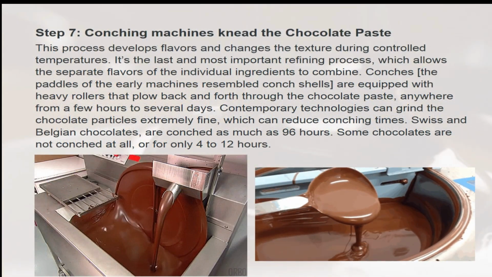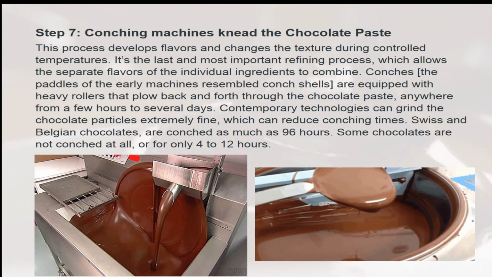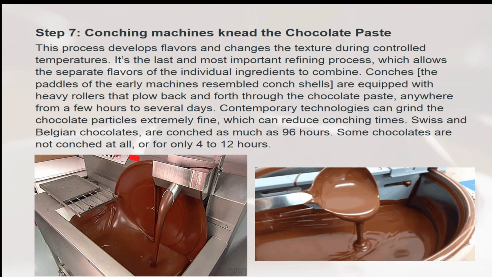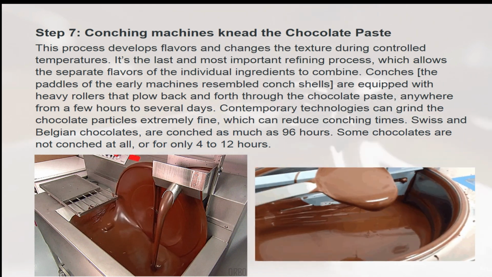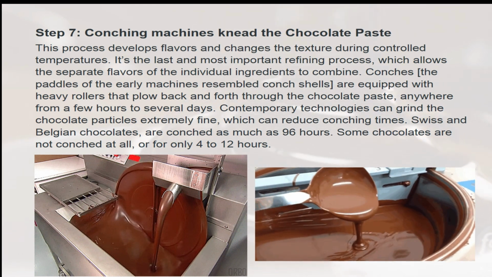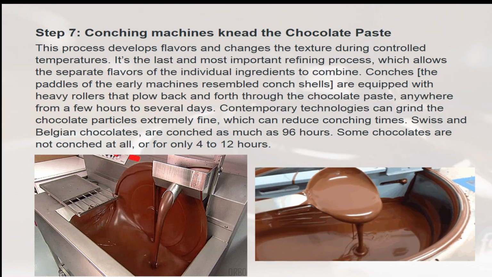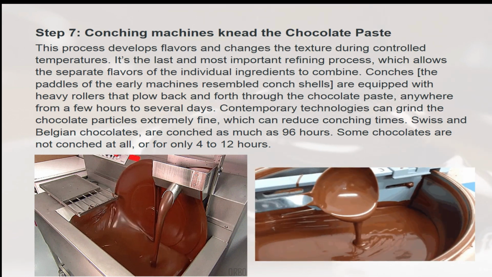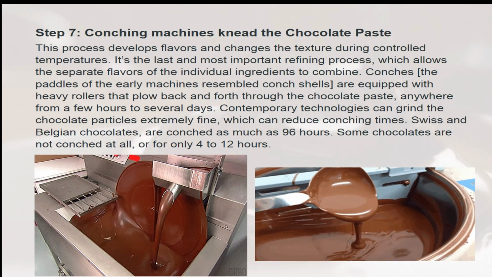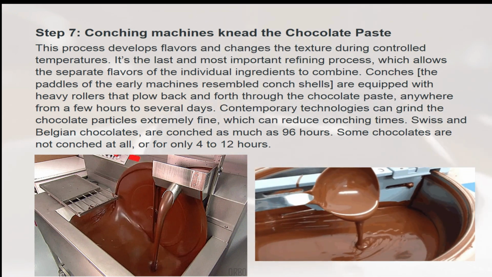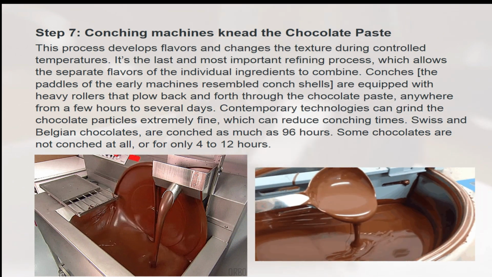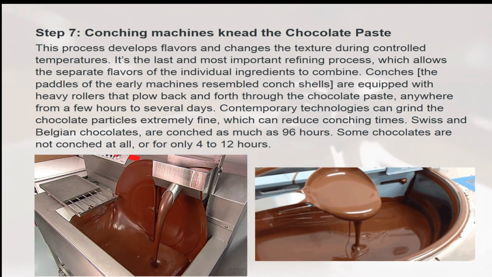Step 7. Conching machines knead the chocolate paste. This process develops flavors and changes the texture during controlled temperatures. It's the last and most important refining process, which allows the separate flavors of the individual ingredients to combine. Conches, the paddles of the early machines resembled conch shells, are equipped with heavy rollers that plow back and forth through the chocolate paste, anywhere from a few hours to several days.